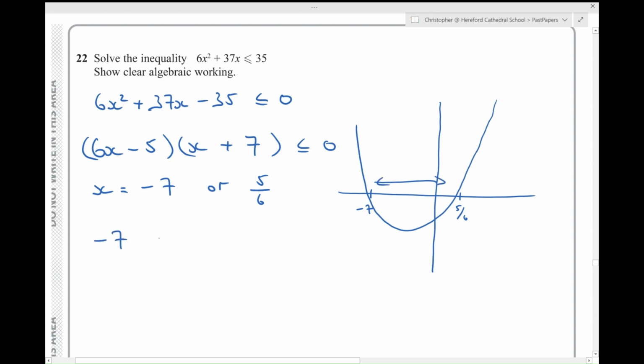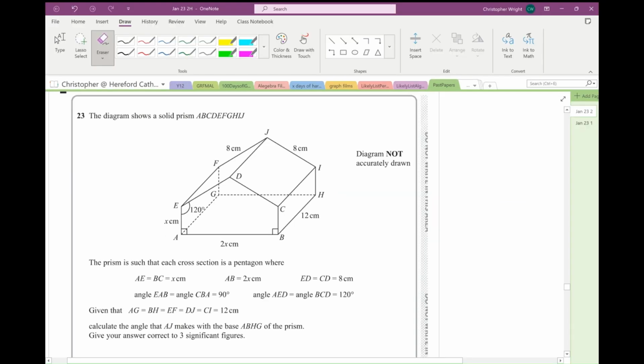Answer, when x lies between minus 7 and 5/6. So that is the answer to my inequality. And that is question 22 finished.